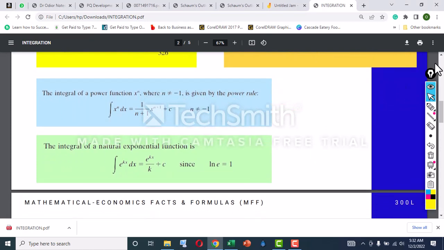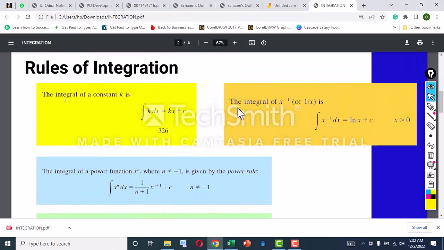Now if we are to integrate x raised to power -1, remember that if you are integrating any x raised to power n, that's the general rule, so far it is not -1. But if you are integrating x raised to power -1, this is a special rule. It's actually just equal to ln x, then you add your c. So integrating x raised to power -1 is equal to ln x, then you add your c.